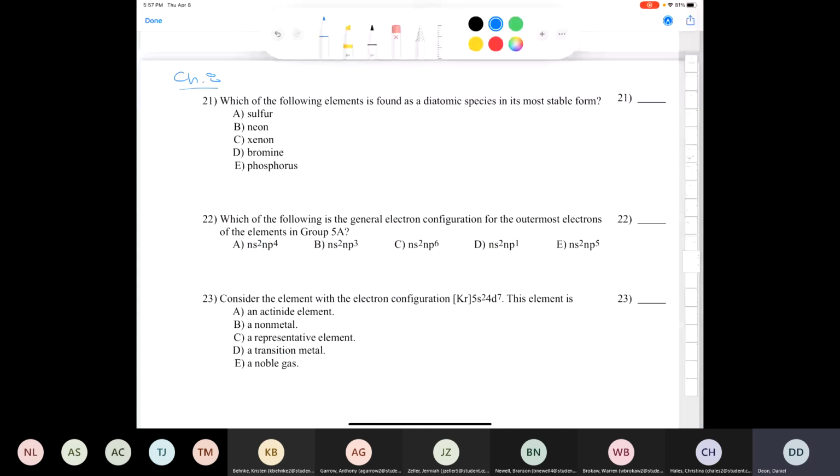Okay, now we're going to take a look at question number 21. This starts the content from chapter 8 of Chemistry 111, and this is practice exam 4. Question 21, which of the following elements is found as a diatomic species in its most stable form? I'll ask my students, can anybody come up with an answer for this one? Which one of these is a diatomic element?